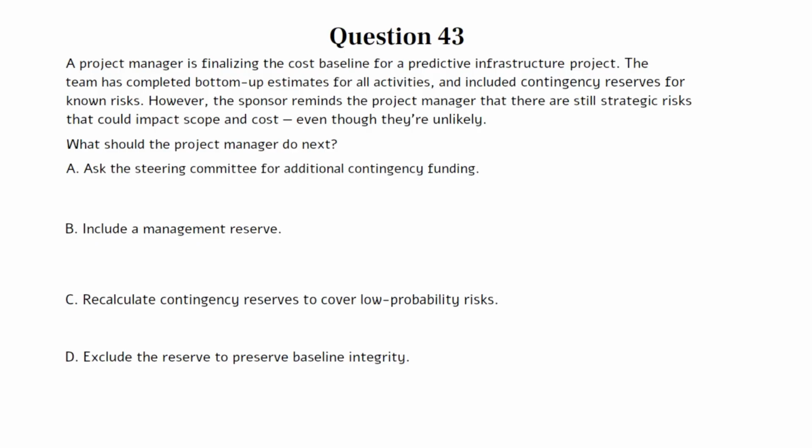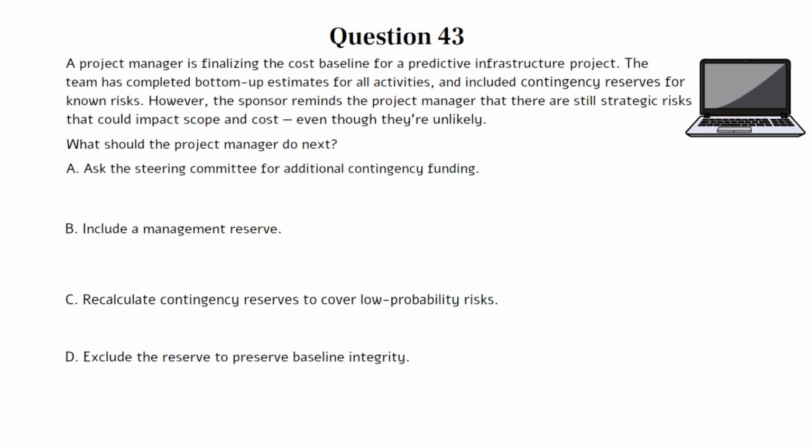Question 43. A project manager is finalizing the cost baseline for a predictive infrastructure project. The team has completed bottom-up estimates for all activities and included contingency reserves for known risks. However, the sponsor reminds the project manager that there are still strategic risks that could impact scope and cost, even though they're unlikely. What should the project manager do next? A. Ask the steering committee for additional contingency funding. B. Include a management reserve. C. Recalculate contingency reserves to cover low probability risks. D. Exclude the reserve to preserve baseline integrity.